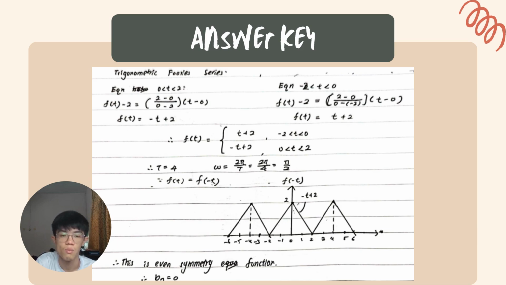From the graph given, we can see that one period of the graph covers -2 to 0 and 0 to 2, which means that the period of the graph is equal to 4. To find the value of omega, we use the equation 2 pi over T, and we find that omega is pi over 2. For one period, when the function is calculated from -2 to 0, the value is -t plus 2. And for the range of 0 to 2, the function is t plus 2.